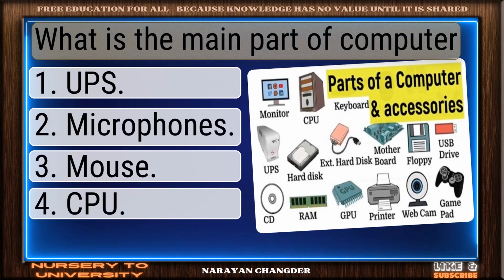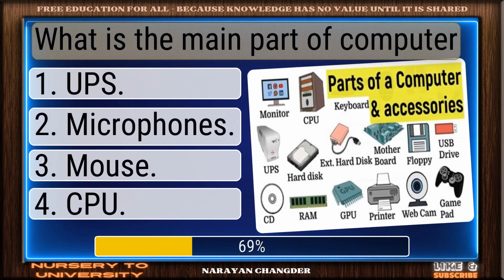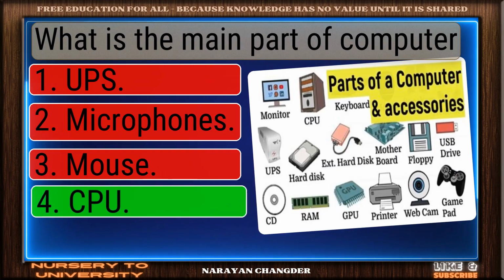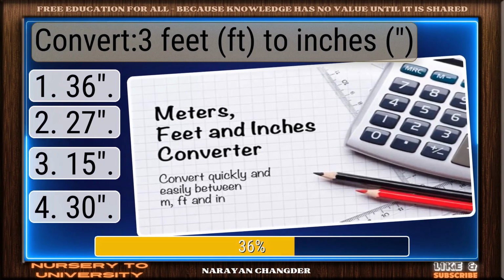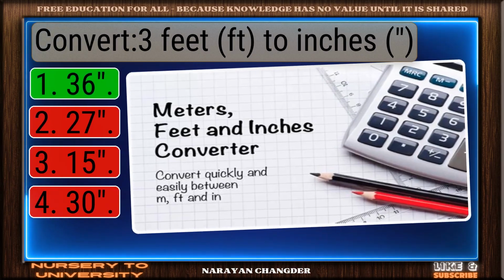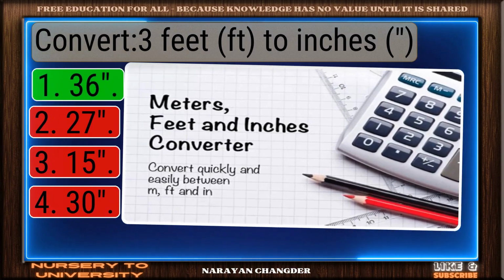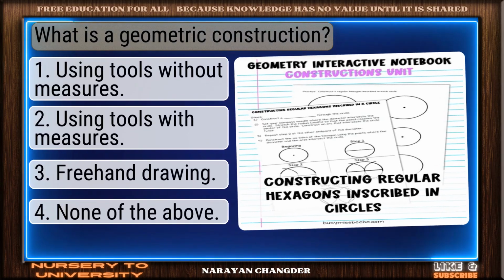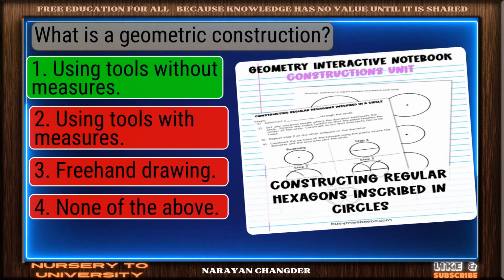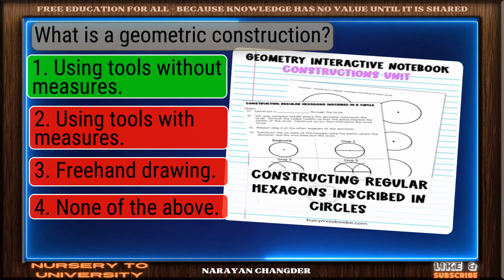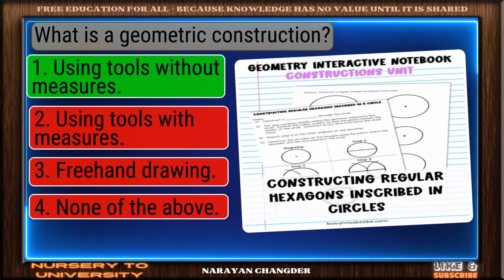What is the main part of computer? Well done. CPU is right. Convert 3 feet to inches. Bravo, 36 is the answer. What is a geometric construction? Valid point. Using tools without measures is true.